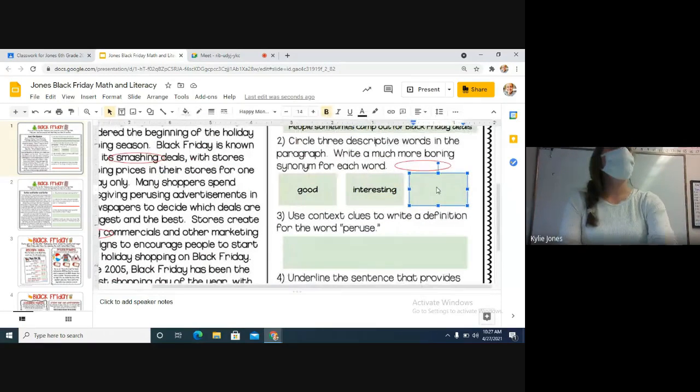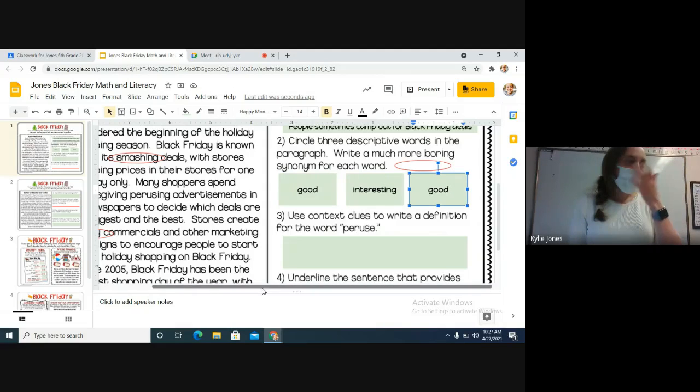Because if this passage just said good, interesting, that's more plain and a little bit more boring to read. But when it talks about the smashing deals and the catchy commercials, that was interesting. Well, good, interesting, and good. See how boring our answers already are?